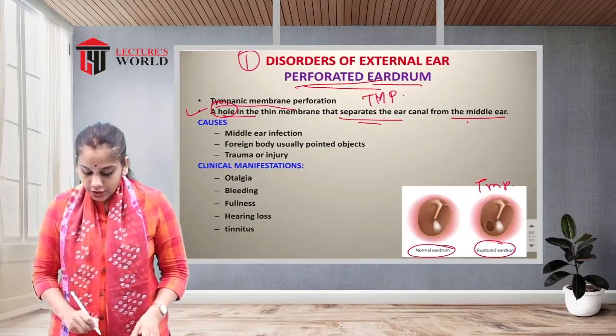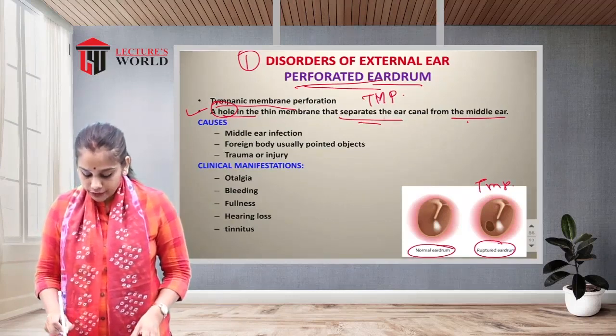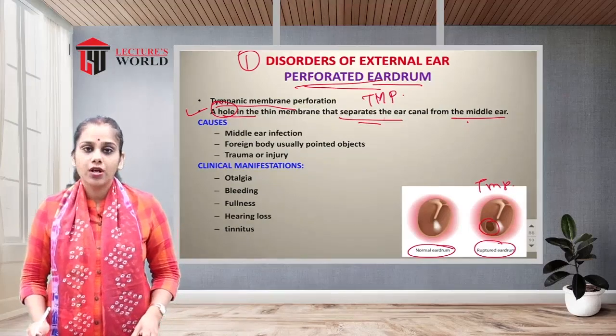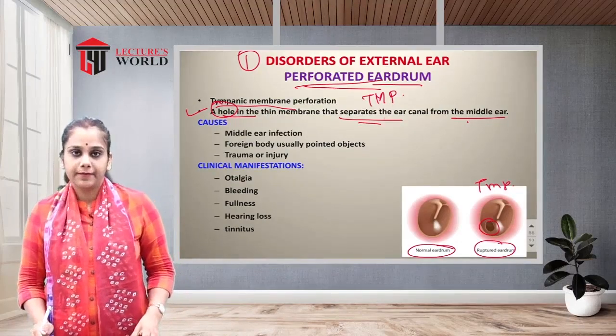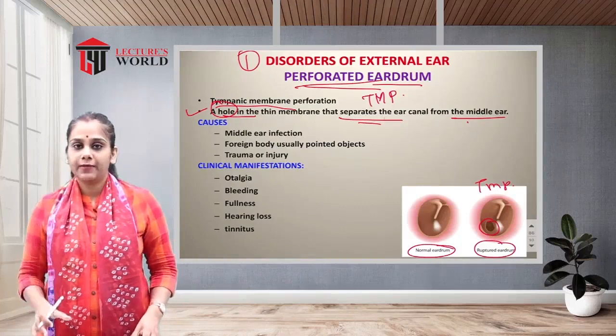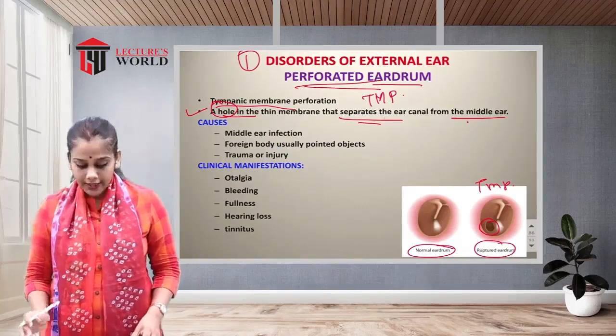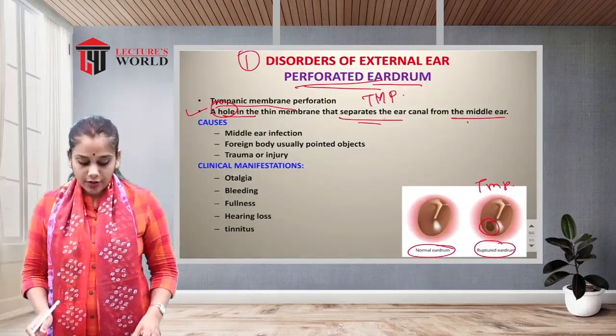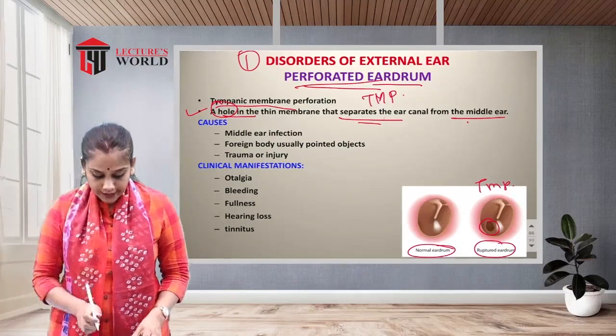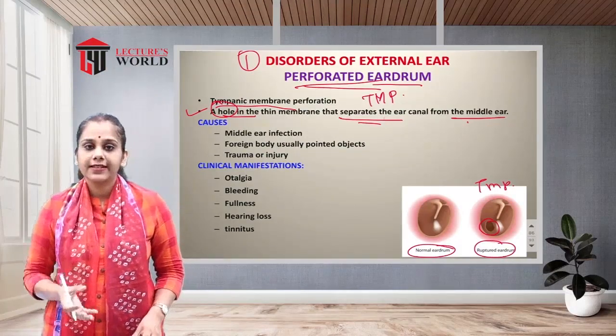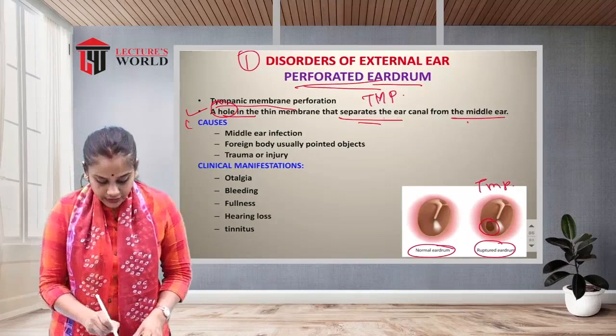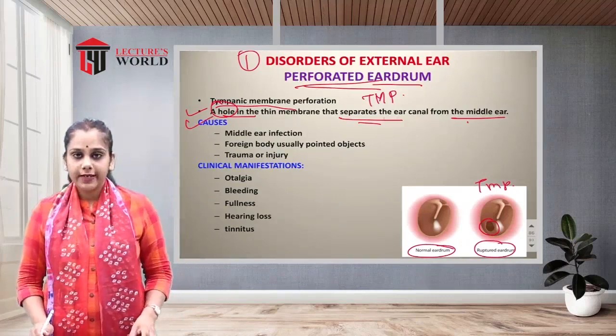And see, this is a normal eardrum, there is no perforation. You can see there is a hole in the tympanic membrane. So a hole in the tympanic membrane is termed a perforated eardrum or tympanic membrane perforation. Perforation means what? Some hole. Okay. Which are the causes of the perforated eardrum?